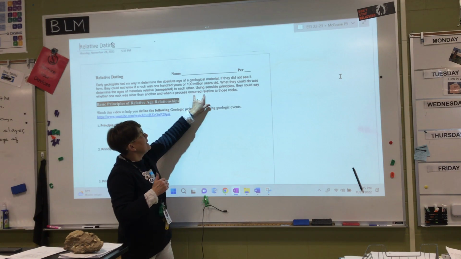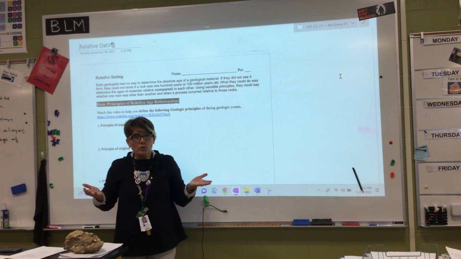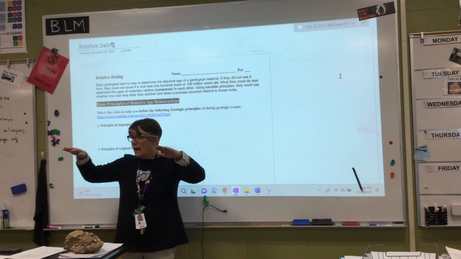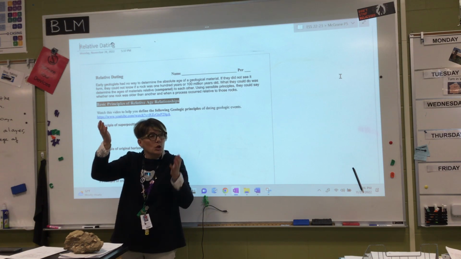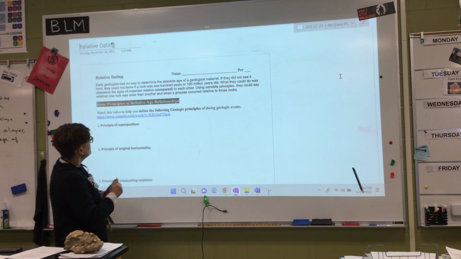What I mean by this last sentence, a process occurred relative to those rocks, is that if there was an earthquake that maybe shifted the rocks a little bit, okay? If rocks were laid down and then all of a sudden you see a big crack in the rock, you know the earthquake probably happened after the rock was already formed. All right.